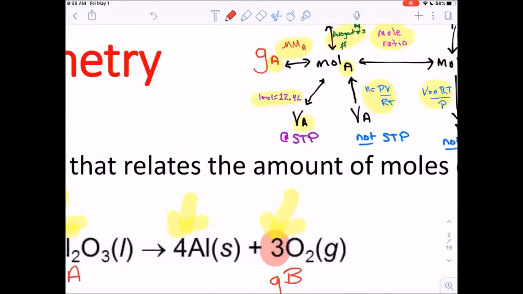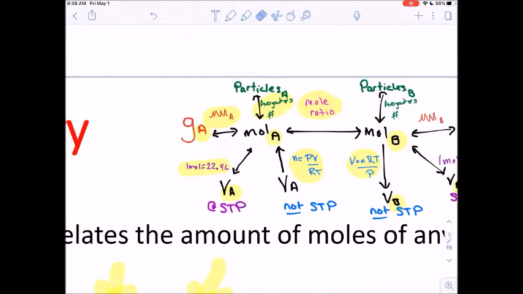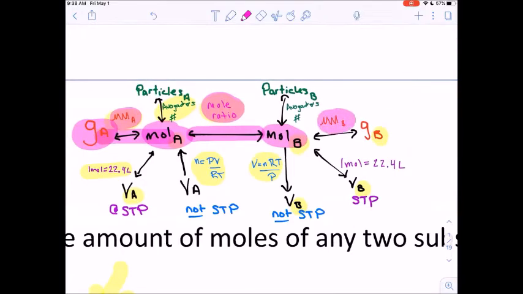So looking at my chart, the steps that I'm going to end up using here are going to be from grams of A, I have to go to moles of A using molar mass. And then I have to use my mole ratio to get to moles of B. And then I would use the molar mass of B to get to grams of B. So those are my 3 conversion factors: molar mass of A, mole ratio, and then molar mass of B.